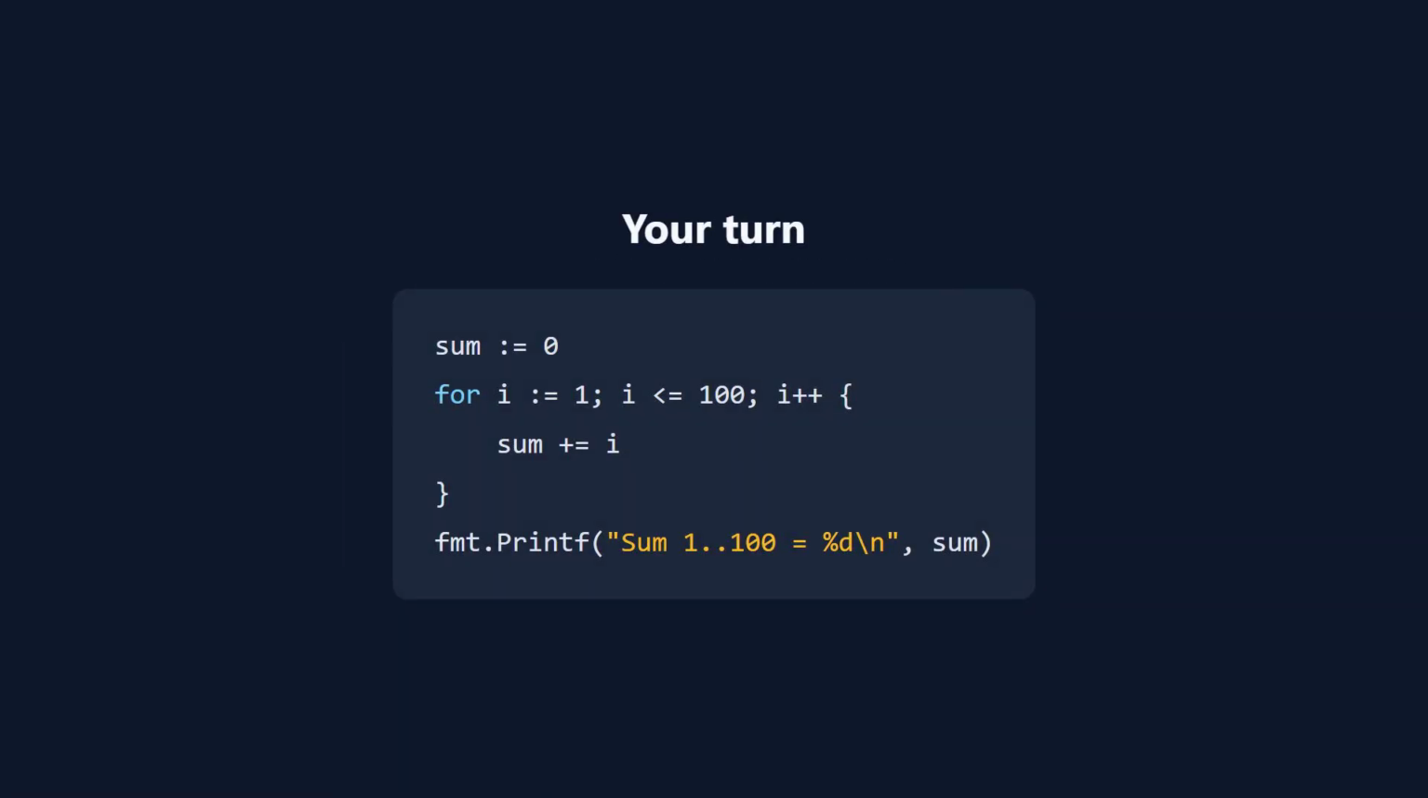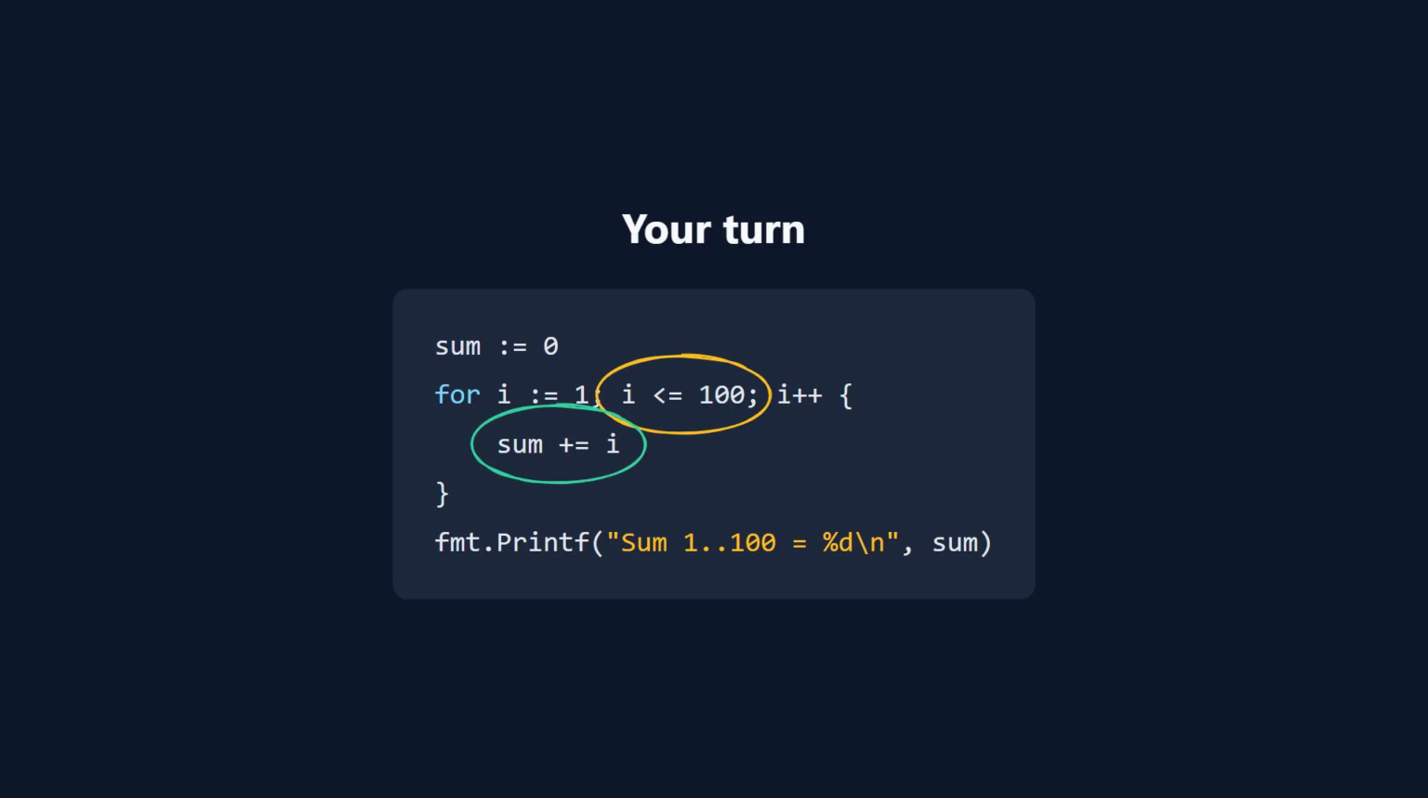Your turn. Add up every whole number from 1 to 100 and print the total. Pause and write it. Here is the answer. Note the condition carefully. i less than or equal to 100, not less than. If you wrote less than, you would stop at 99 and be short by exactly 100. That is the single most common loop bug there is.